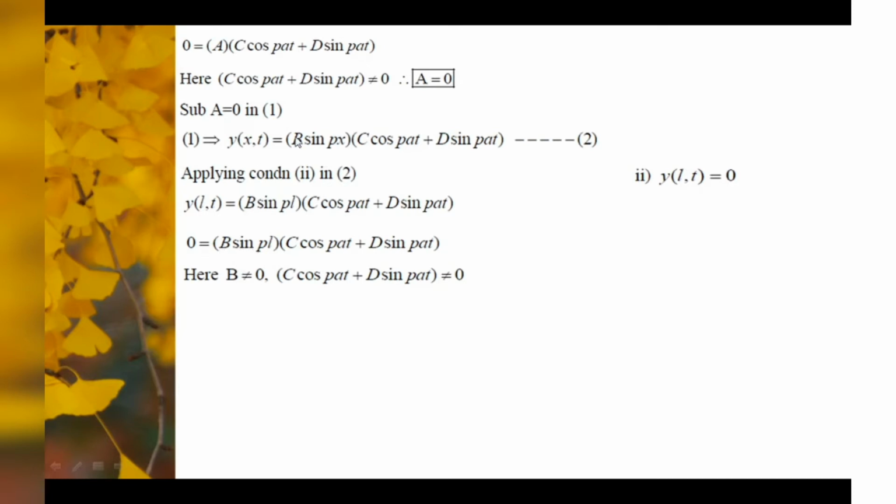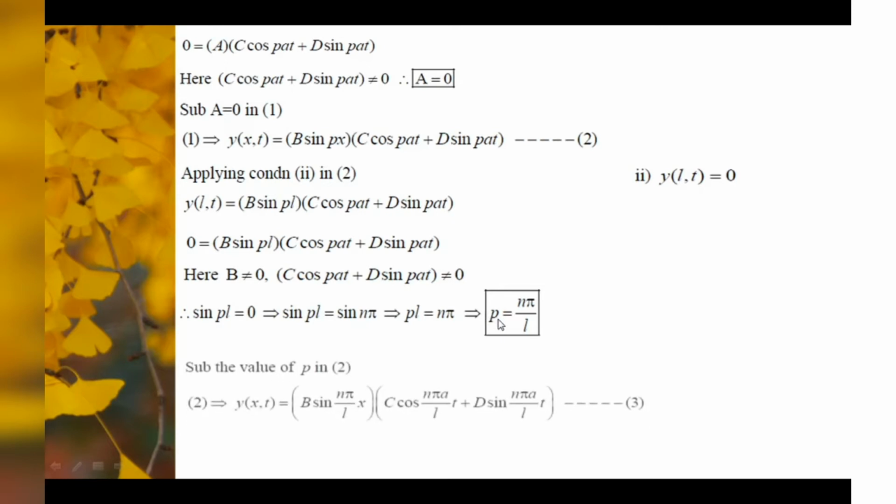If b is 0, then the equation y of x comma t will become 0. That is, the displacement will be 0, which is not possible. Therefore, the only option is sine pl equal to 0. If sine pl equal to 0, then pl is a multiple of n pi, and therefore we get p equal to n pi by l.